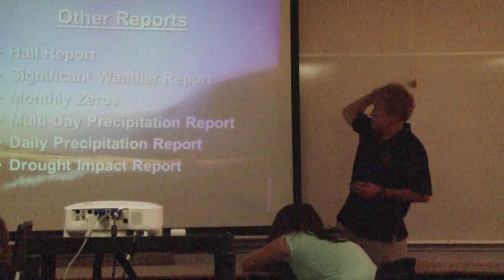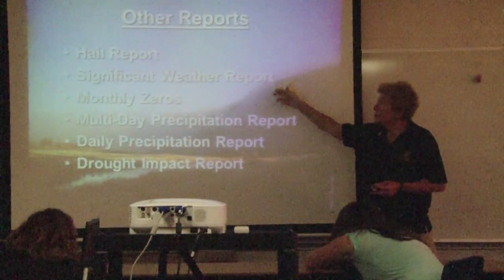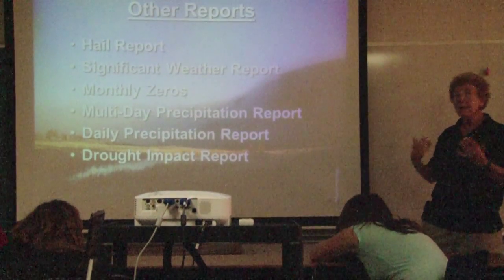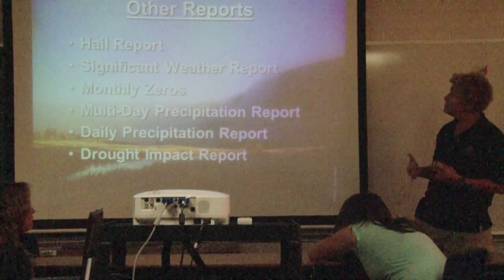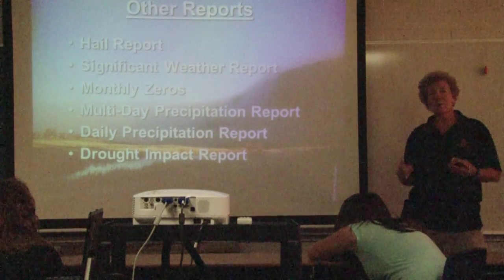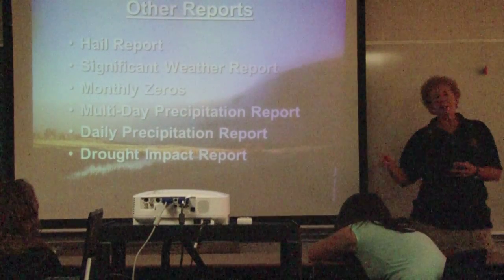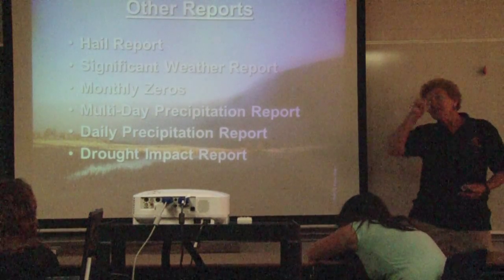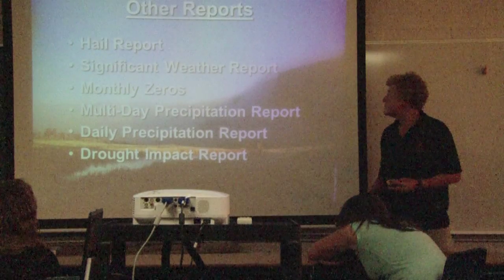So there's other reports. There's the hail report, and there's a significant weather report. If you're there and it's pouring at that point in time and it seems really heavy and you want to let them know, you can file a significant weather report. There's monthly zeros, for if you're too lazy every day to go in and say we had 0, we had 0, we had 0. You can come back after a few days and go check, check, check, all these days were 0. Some people do that.